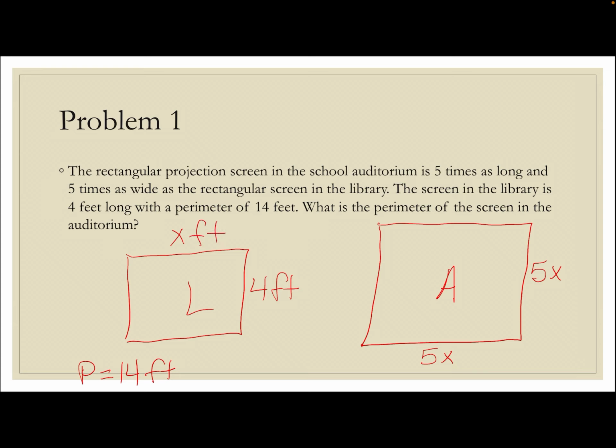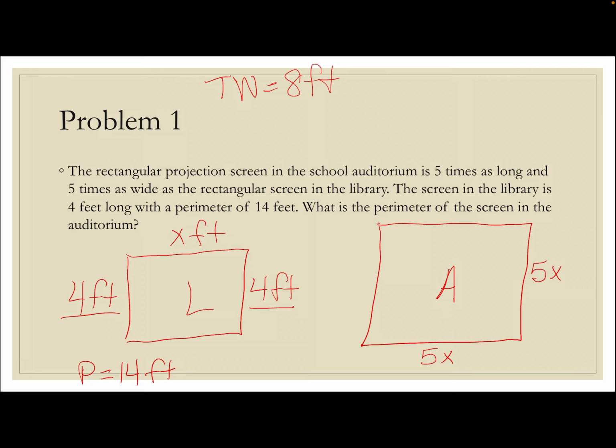We need to know how wide it is. So we know that whatever is on the right-hand side of the library screen that says 4 feet mirrors on the left-hand side, so that's also 4 feet. And if we add those two together, we will get a total width, I'll put TW for total width, of 8 feet. So we know what our total width is for this screen.